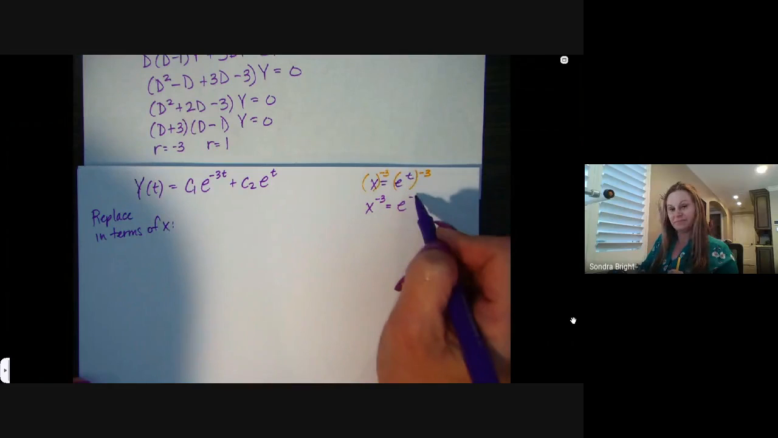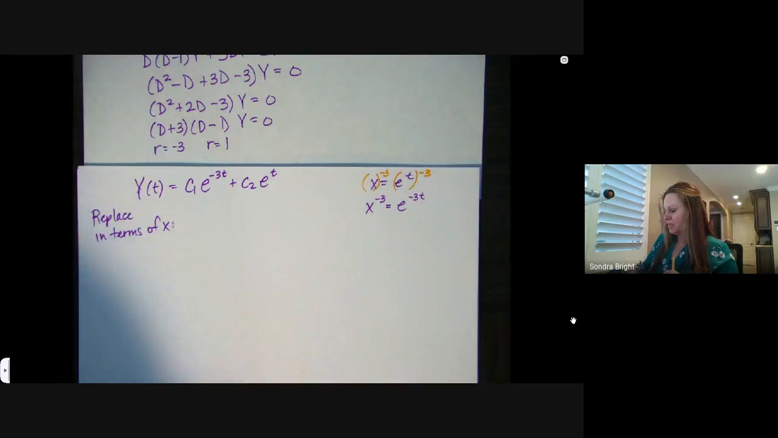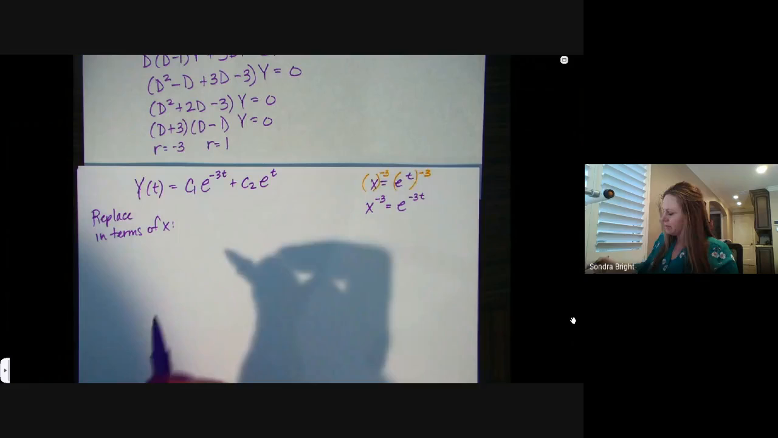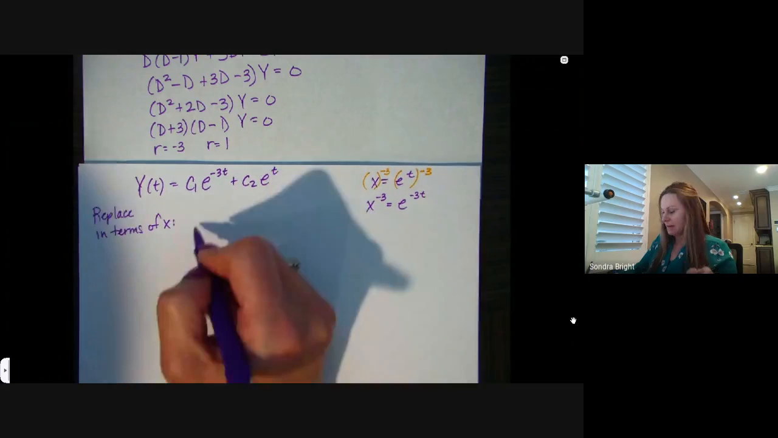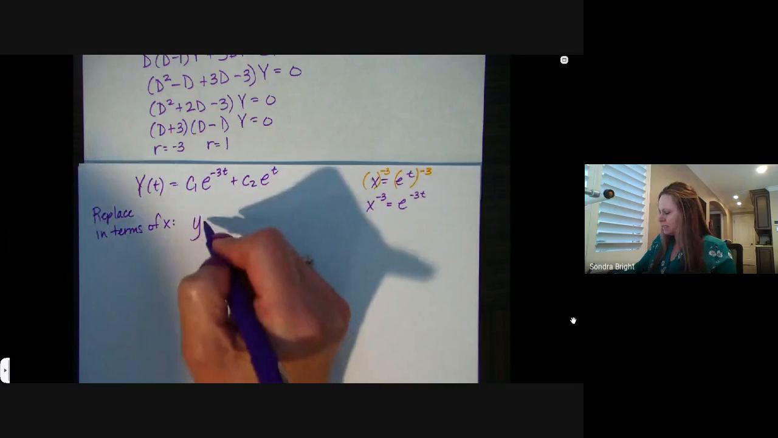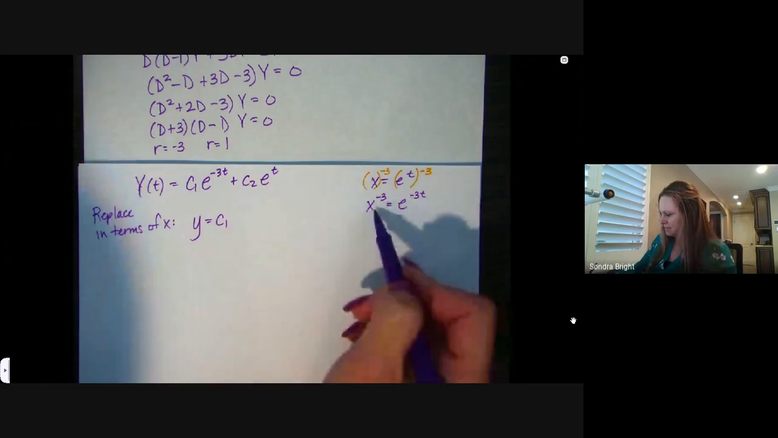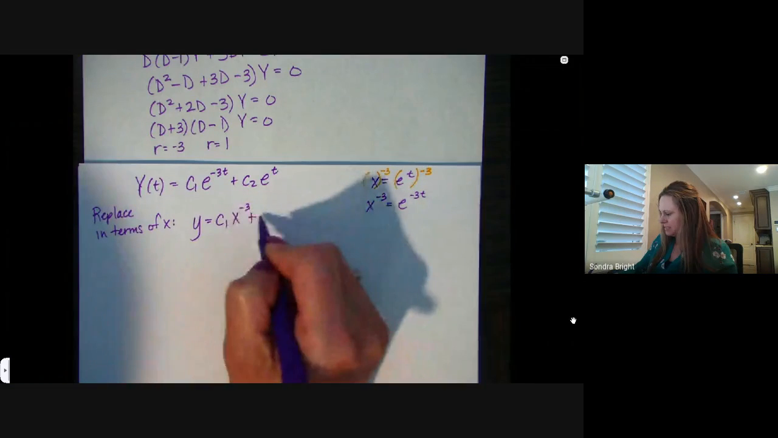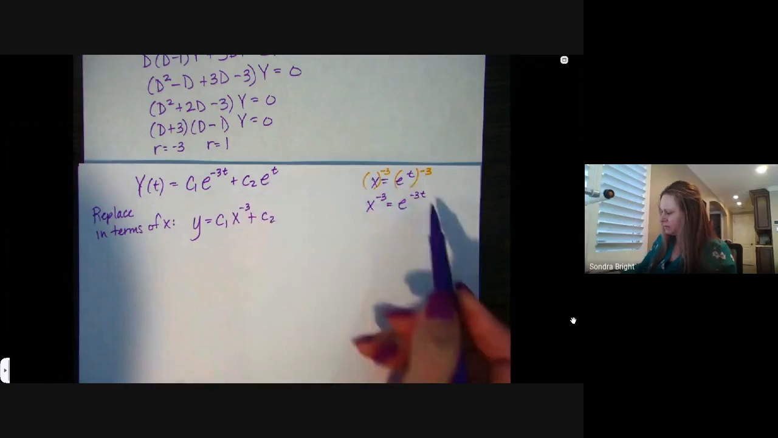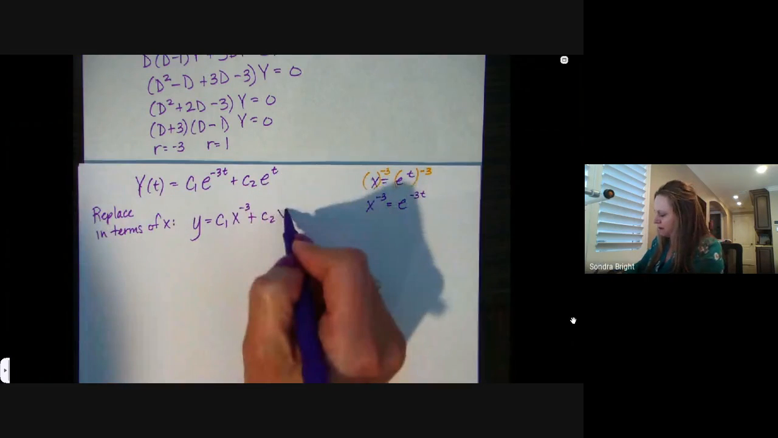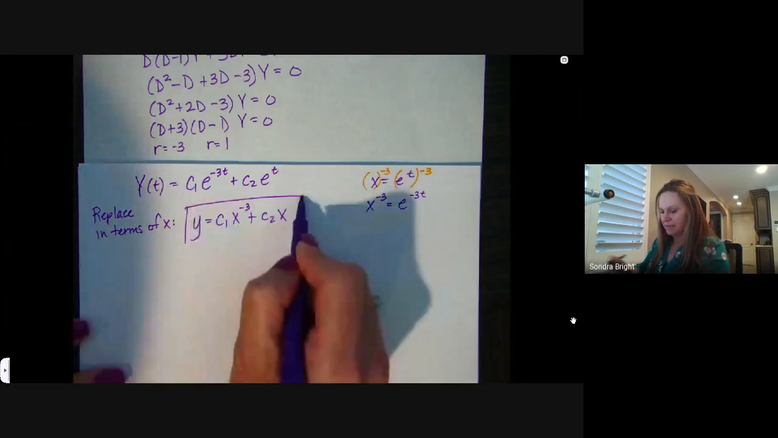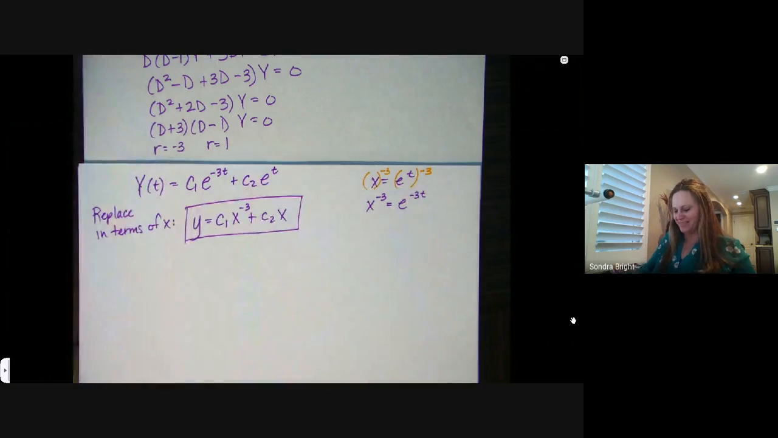Yeah? So that's what I'm going to replace. So that means that little y, now this is a function of x, is equal to c1 e to the negative 3t, which is x to the negative third, plus c2 e to the t, which is just x. And there you go. Easy peasy lemon squeezy, right? Hopefully you think so. All right, let's look at another example.